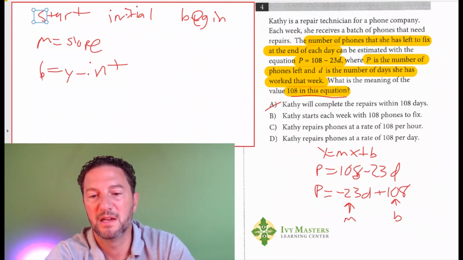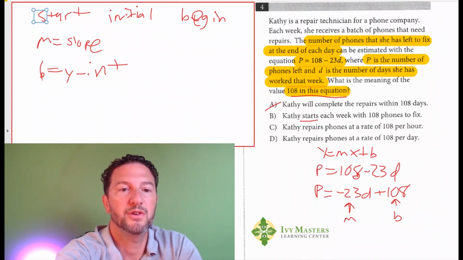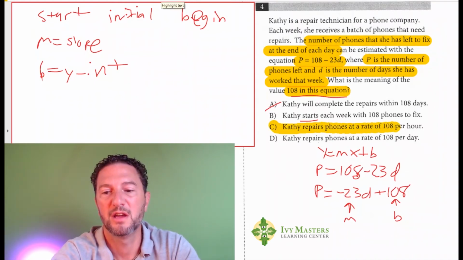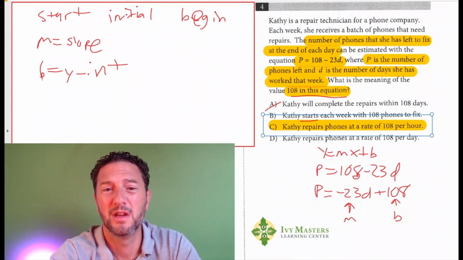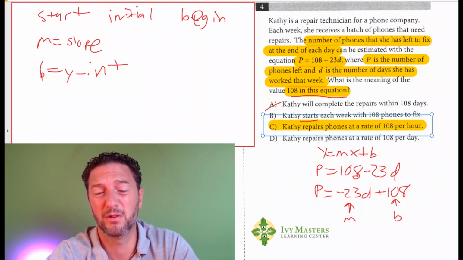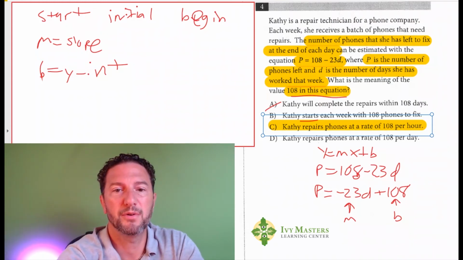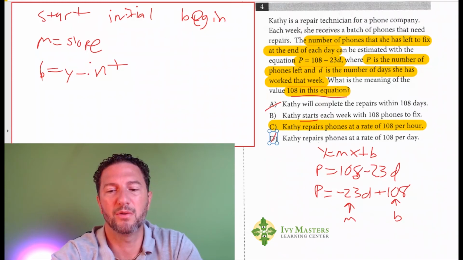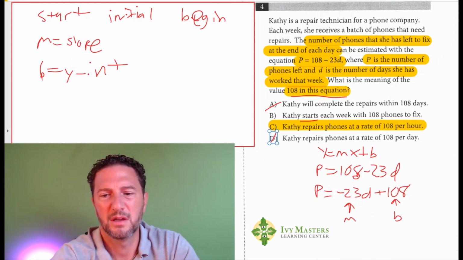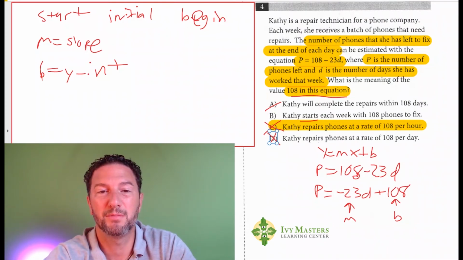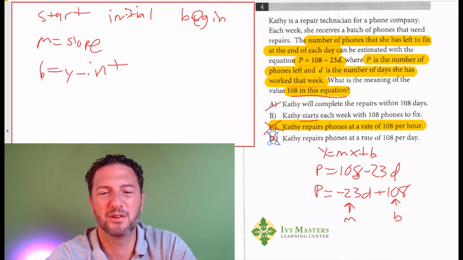Answer choice C, Kathy repairs phones at a rate of 108 per hour. If she repairs phones at a rate of 108 per hour, then she is a phone fixing ninja. That's probably not humanly possible. So unreasonable answer choices you can probably get rid of as well. And then answer choice D, Kathy repairs the phone at a rate of 108 per day. Still not right. If you crunch those numbers for answer choice D, 108 per day is still maybe not humanly possible.